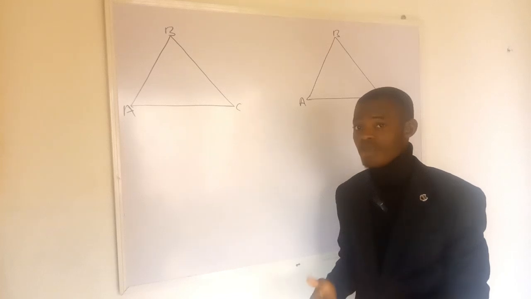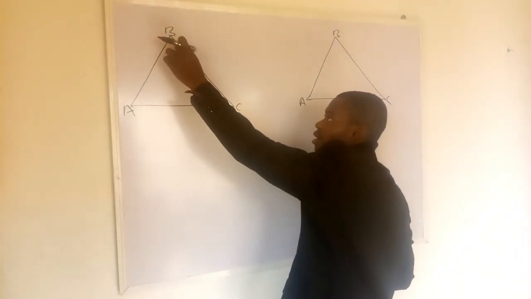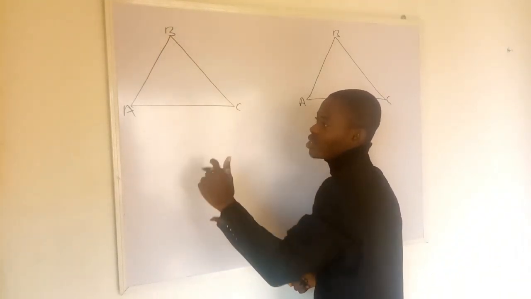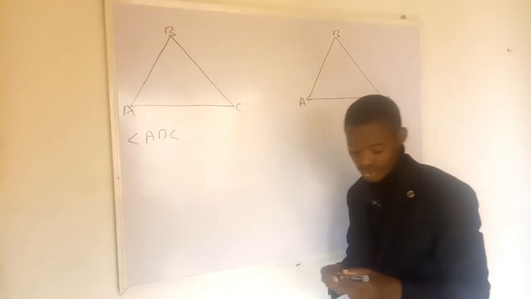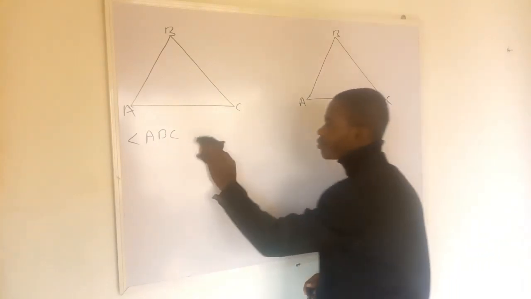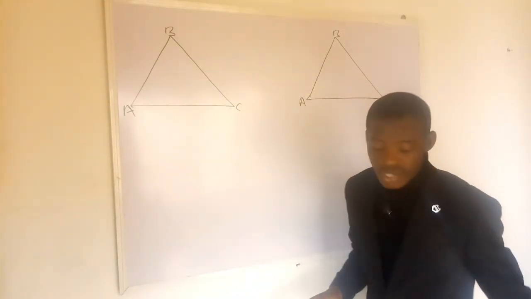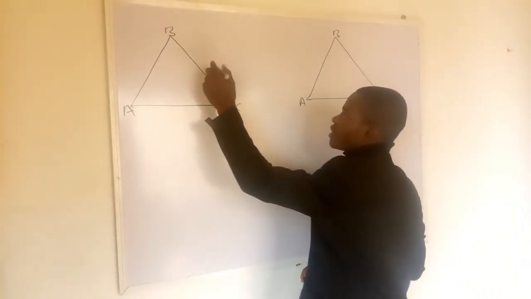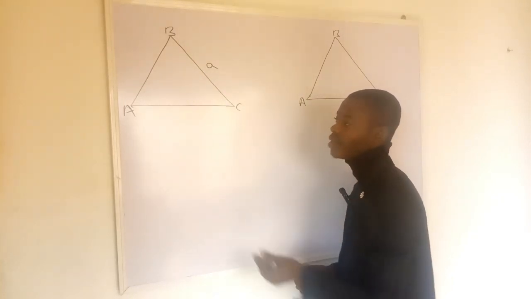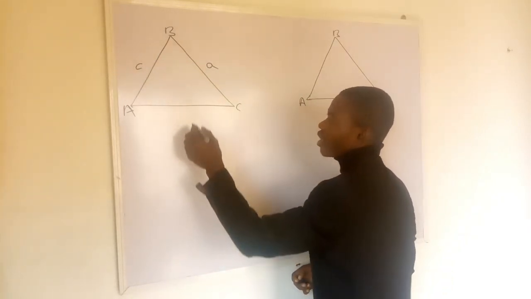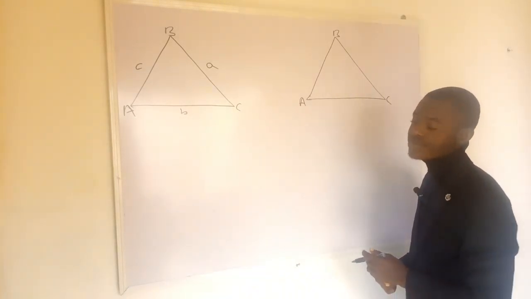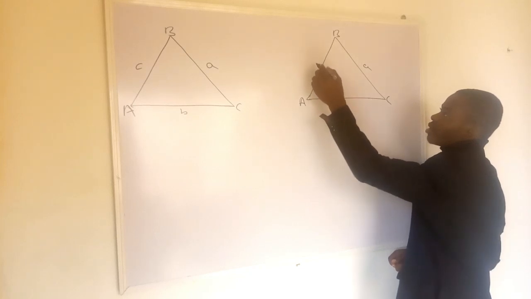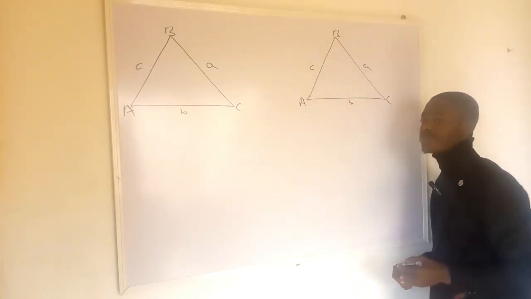Because we want to write it in geometric form, specifying this angle, you say it will be what? Angle ABC. So that's angle B. Okay. So if that is the case, let this side be lowercase a, this be lowercase c, and this be lowercase b. Same thing applies to this. Let this be lowercase a, lowercase c, lowercase b.